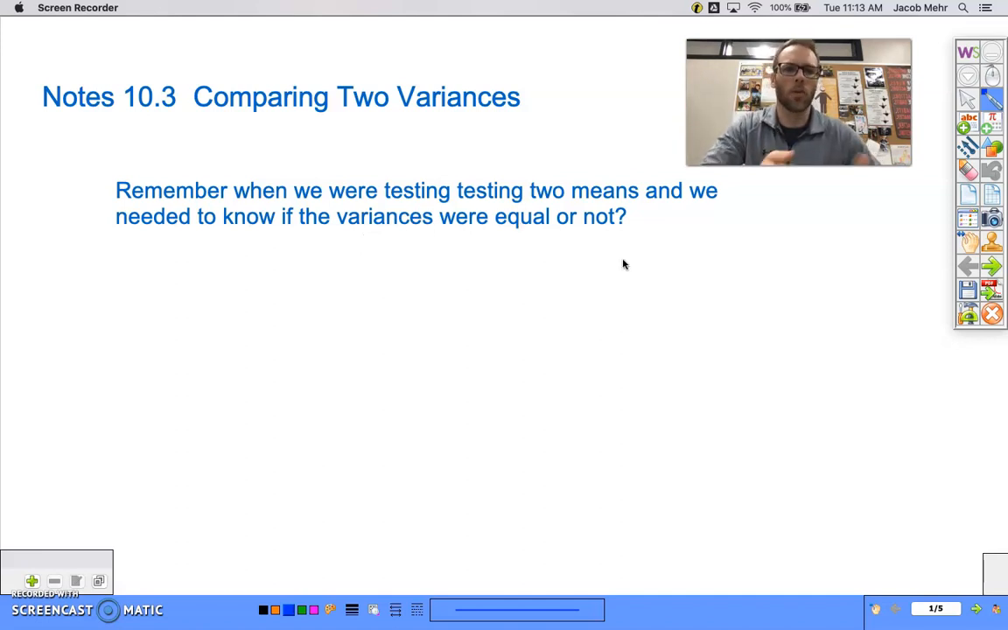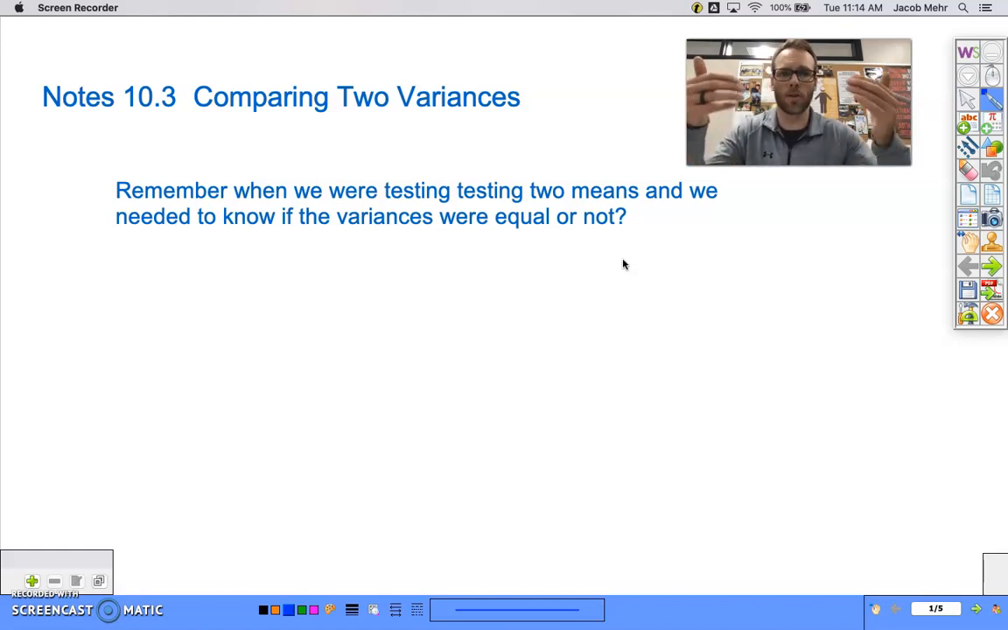At the time we just said, okay, they're either obviously not equal, or if they are equal, it's because the sample variances are really close and there's reason for us to believe that they're really the same. Well, now we're going to expand on that, and we're actually going to be able to do a test here that's going to tell us whether the population variances really are the same, if one's greater than the other, or so on. So we're calling this comparing two variances.